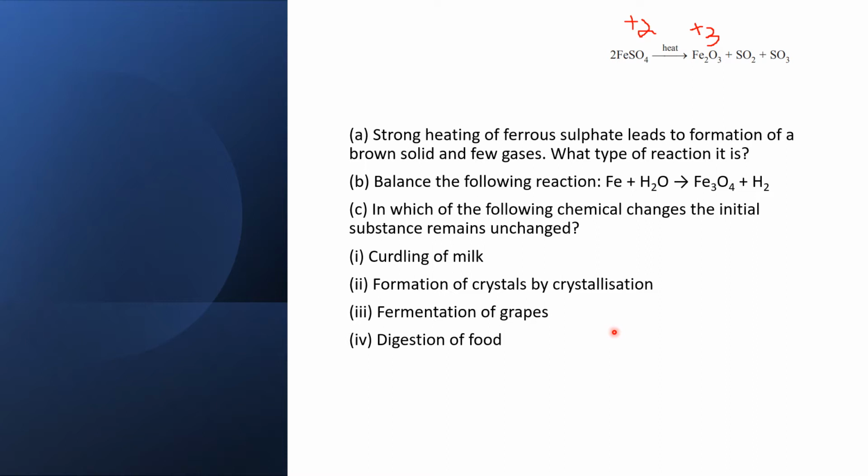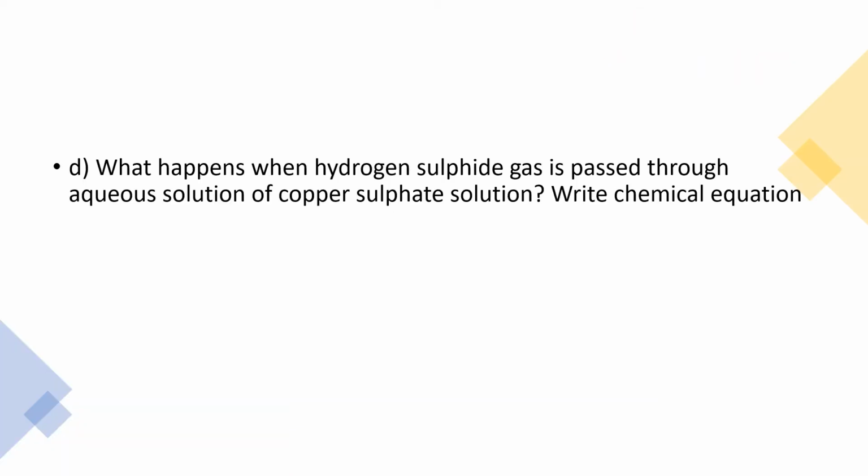So here, curdling of milk results in curd, fermentation of grapes results in wine, digestion of food results in energy. So which one is the physical change? Formation of crystals by crystallization, right? That is a physical change here. That means in formation of crystals by crystallization, the initial substance remains unchanged. Clear?